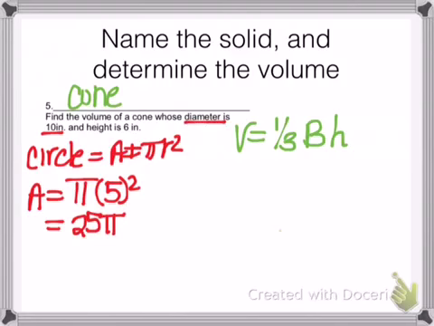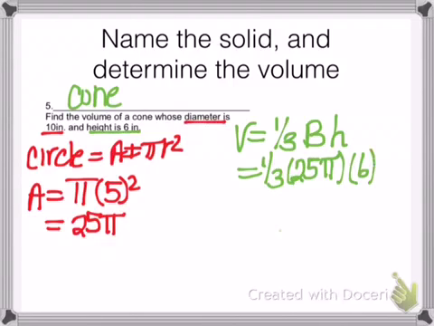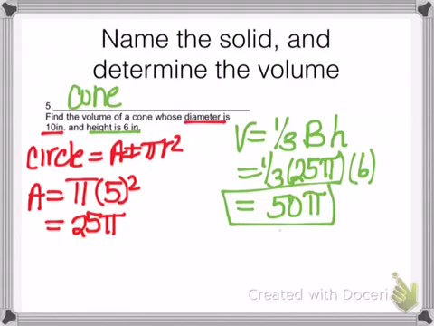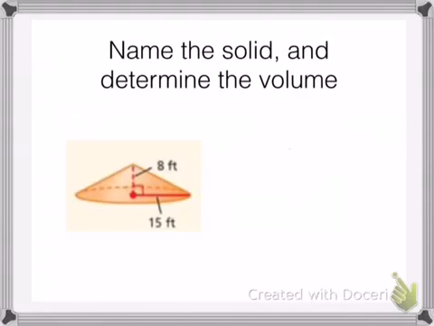So I can substitute that in to my formula. So I'd say V equals 1/3 times the area of the base, 25 pi, times the height, which the problem tells me is 6. So if I put that into my calculator and multiply 1/3 times 25 pi times 6, that tells me that the volume is 50 pi. So the volume of this cone is 50 pi. You work this one.